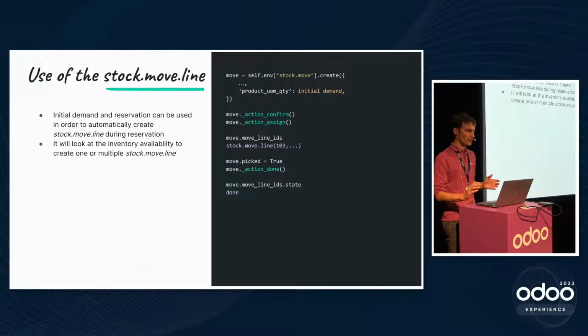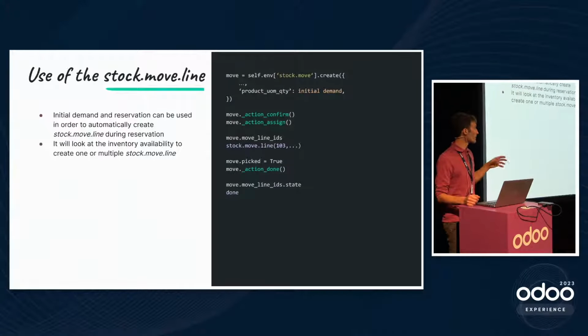Okay, so if we go back to the lifetime of a stock move, where the stock move lines appear: at the creation of a stock move, you can confirm it and reserve. And as I said before, the reservation will create the stock move line. So you can see if I check what move line IDs are in my stock move, I see some of them because I reserved some stock. I can mark my move as picked and validate. Once I validate, both the move lines and the stock move will be in state done.